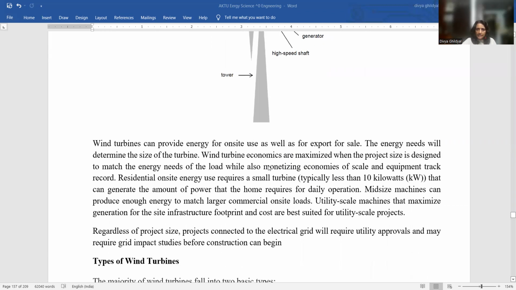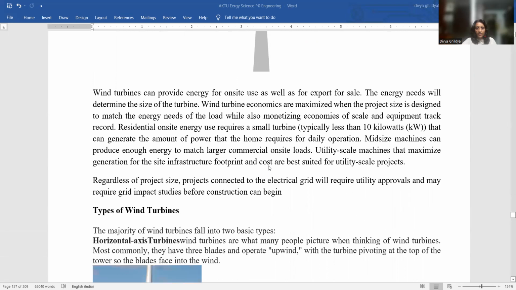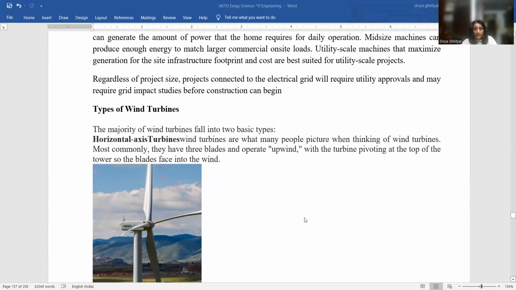The energy output will be determined by the size of the turbine. Wind turbine economics are maximized with the project size according to which they are designed. Regardless of the project size, projects connected to the electrical grid will require utility approvals and may require grid impact studies before the construction can begin.